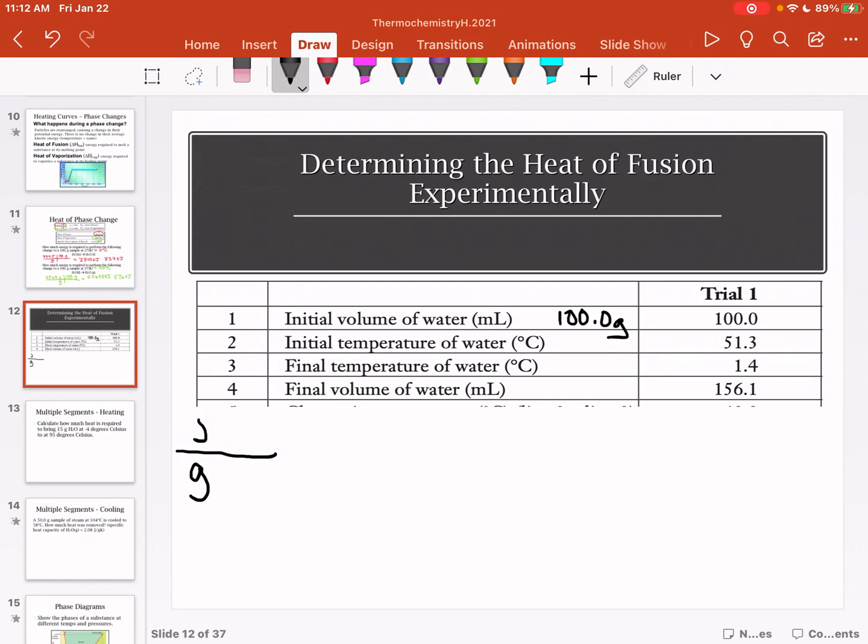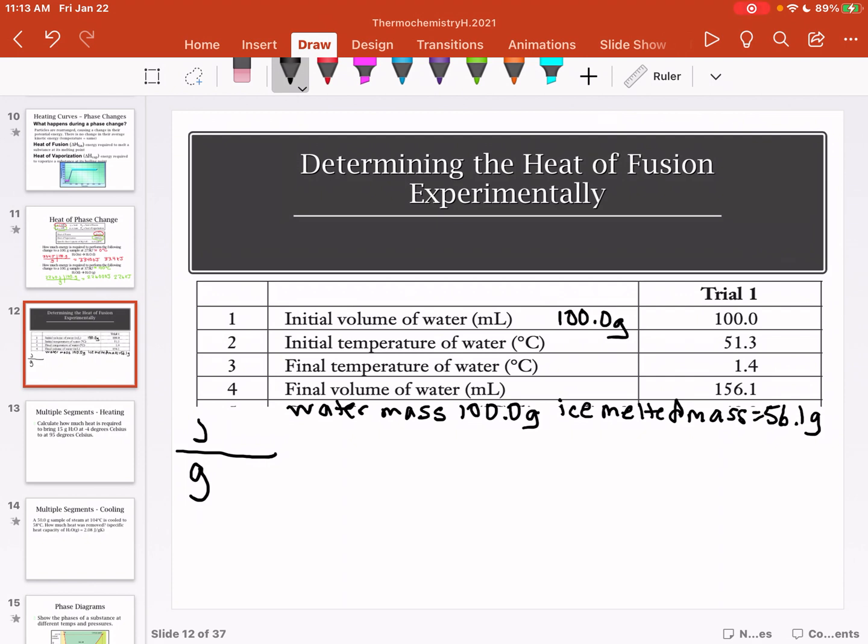That's our pure water mass. Let me write it right down here. Our pure water mass is 100 grams. And I put some ice in it, and you can see the ice melted. And my final volume of water after the ice melted is 156.1 milliliters or grams. So by subtraction, it would make sense that the mass of the ice that melted is equal to the difference, which is 56.1 grams.